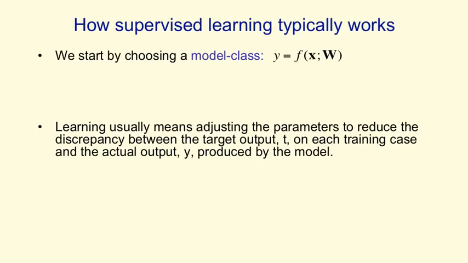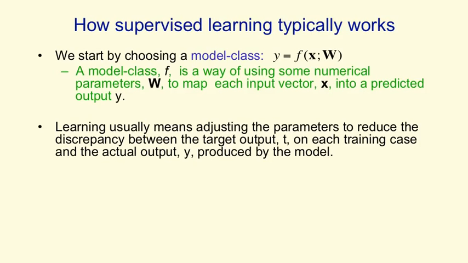Supervised learning works by initially selecting a model class, that is, a whole set of models that we're prepared to consider as candidates. You can think of a model class as a function that takes an input vector and some parameters and gives you an output y. So a model class is simply a way of mapping an input to an output using some numerical parameters w, and then we adjust these numerical parameters to make the mapping fit the supervised training data. What we mean by fit is minimizing a discrepancy between the target output on each training case and the actual output produced by our machine learning system.